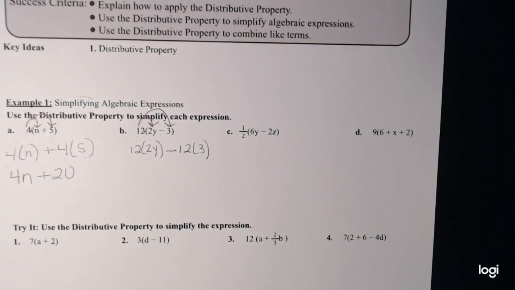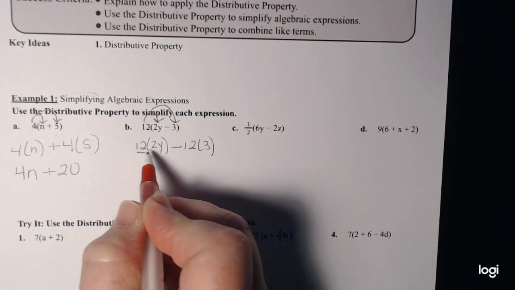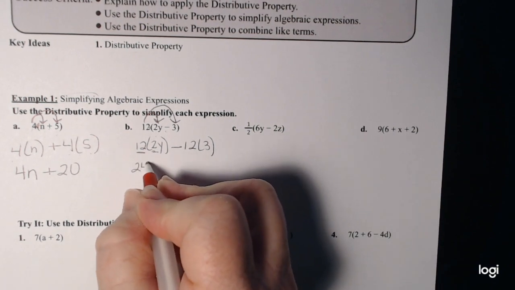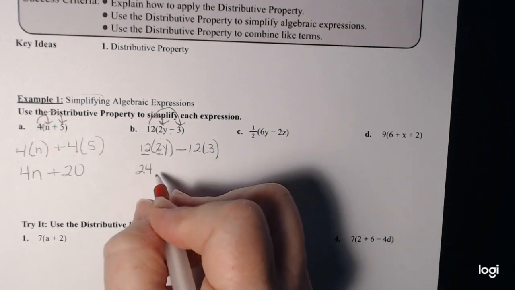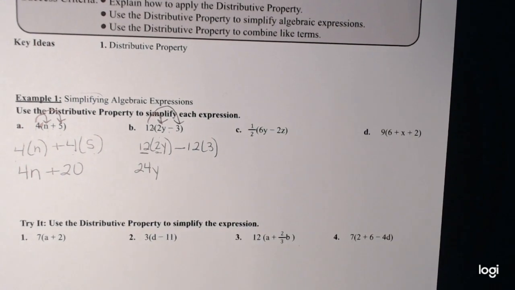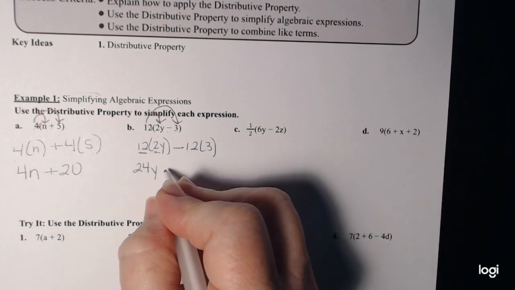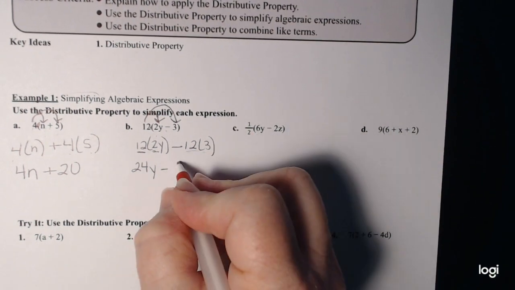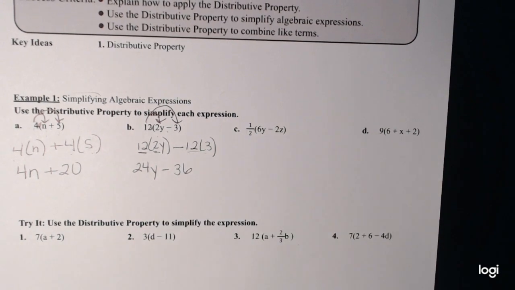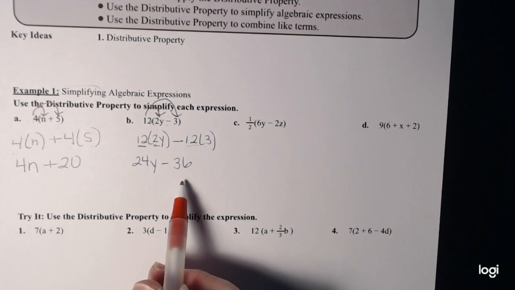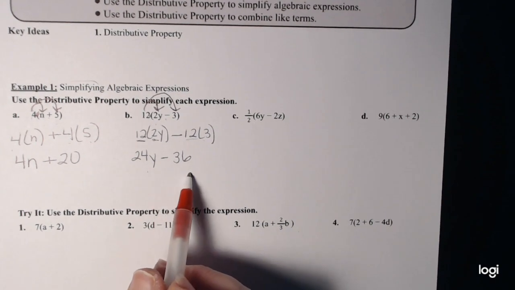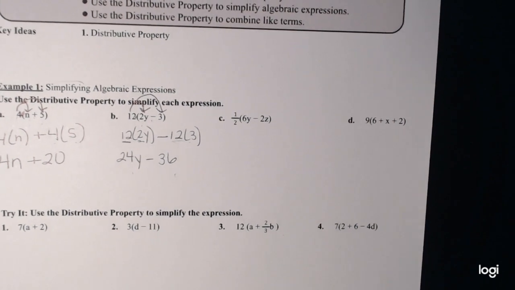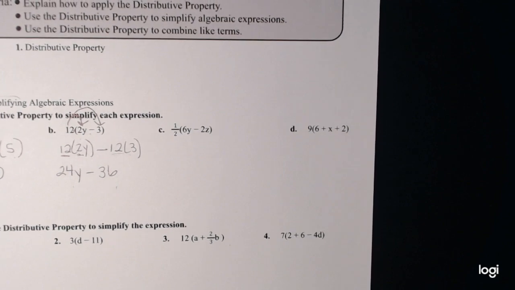Let's see if we can simplify these things. Well, we can take 12 times 2. 12 times 2 is 24. We don't know what y is, so we're going to keep it just as y. Keep our sign. We can simplify this by taking 12 times 3, and that's 36. We can't simplify anymore because this has a y and this doesn't have a y. These are not what we would call like terms. All right, let's move on with C.